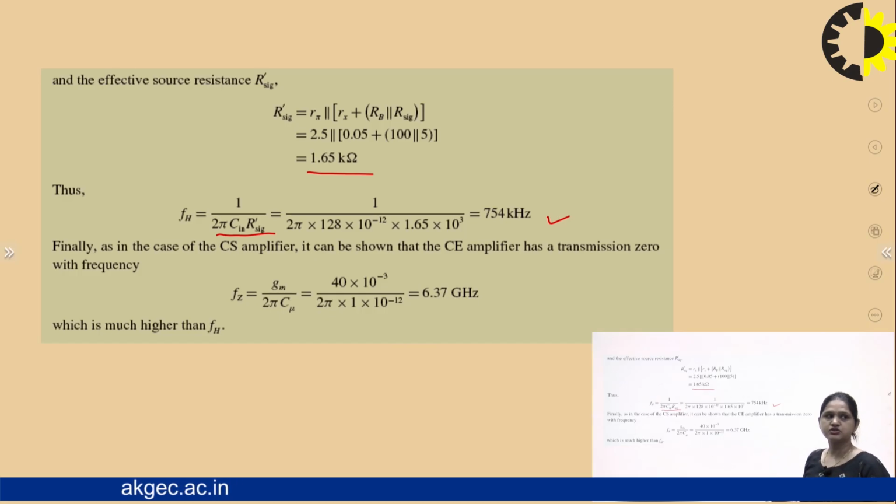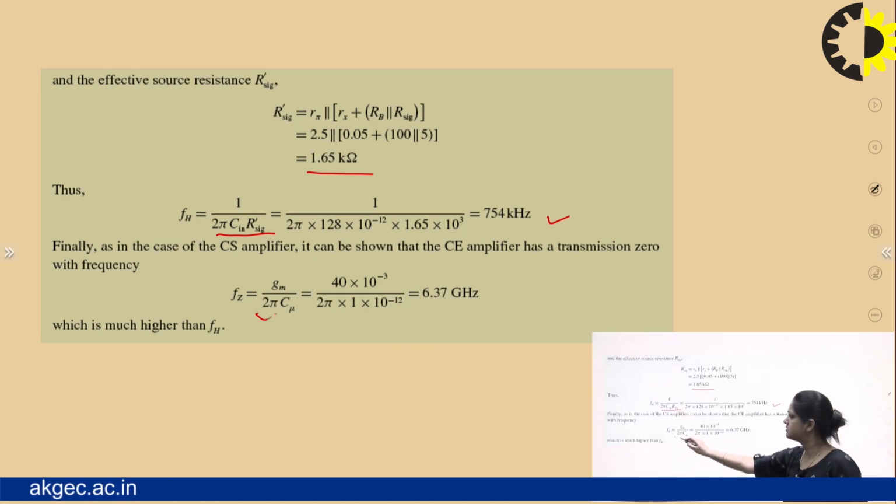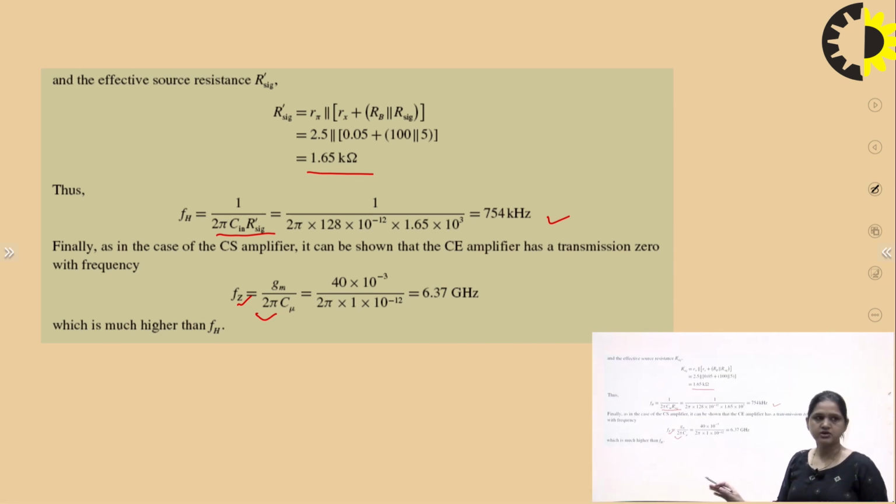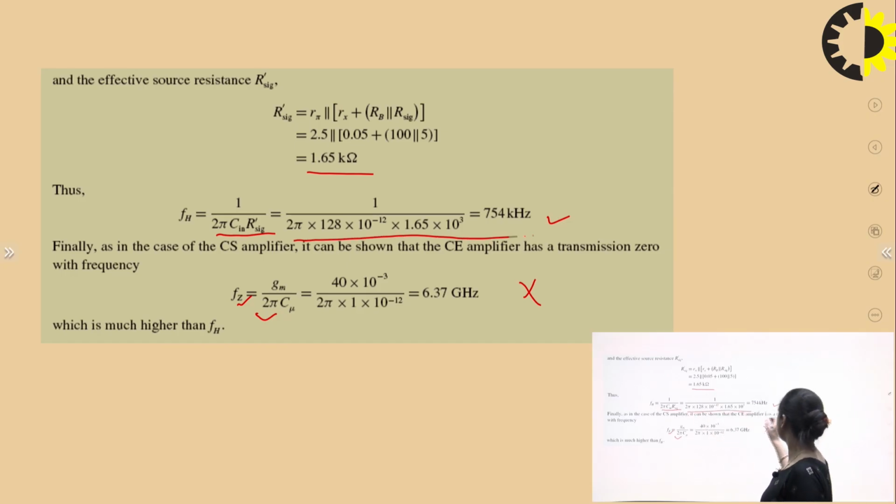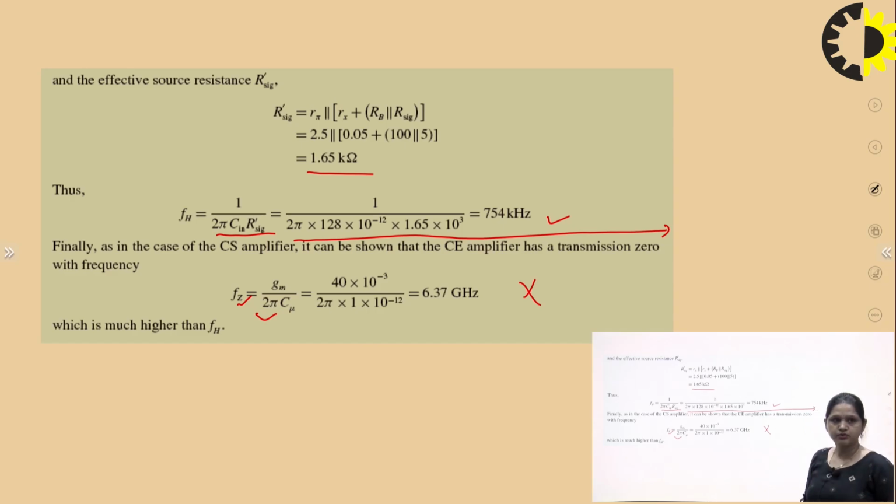In the case of the common source amplifier, it is shown that the common emitter has a transmission zero with a frequency that can be represented by fZ. Actually, it is not important, so you can skip this. So do the numerical from this point, and this is a very important question from the exam point of view.